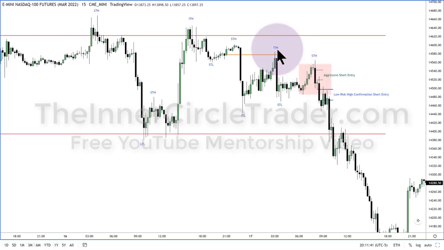See, this intermediate term high, I already know that this rebalance here classifies this, in my mind, as an intermediate term high. That means it should not trade above that high. Just like this short-term high and this short-term high did not trade above this intermediate term high.